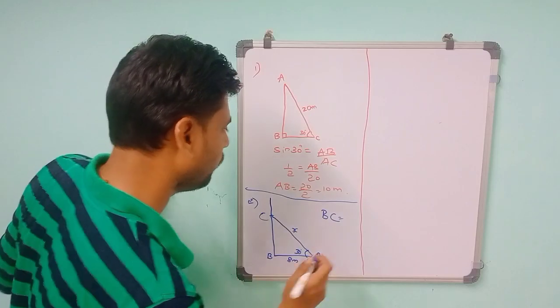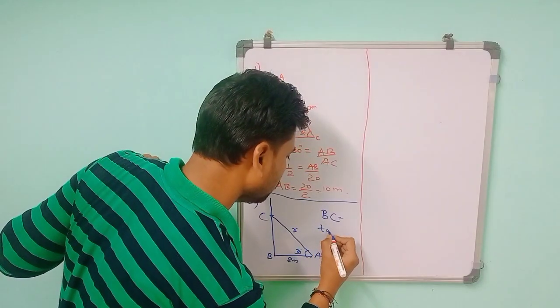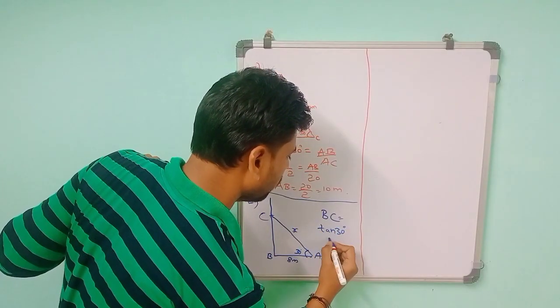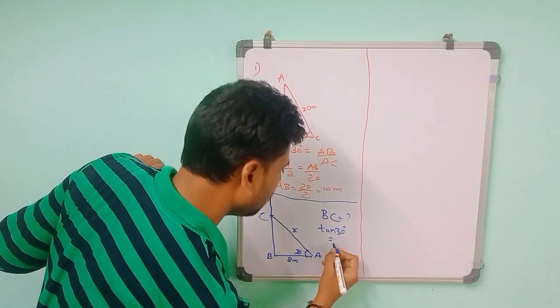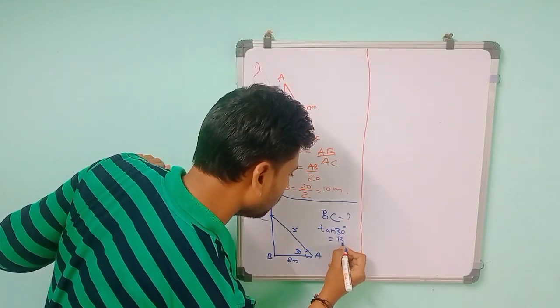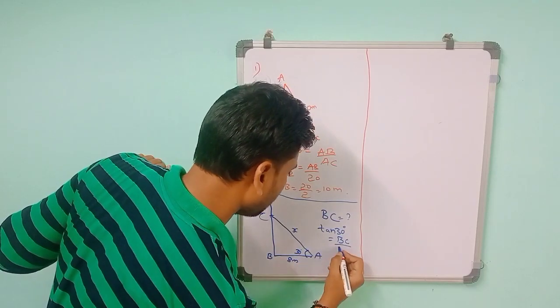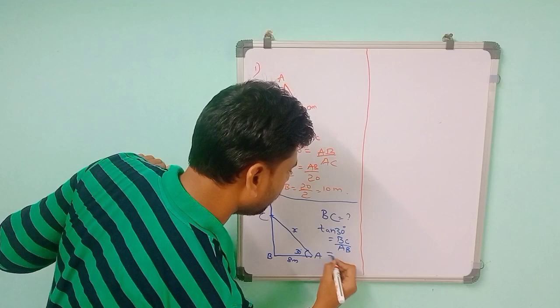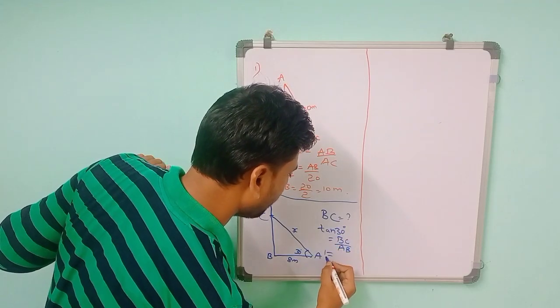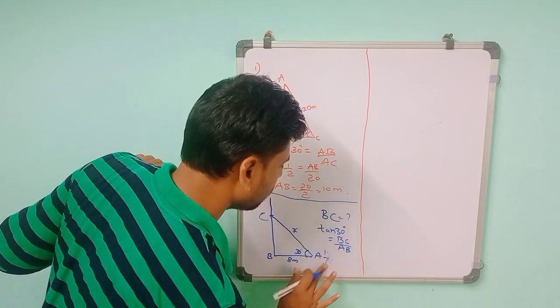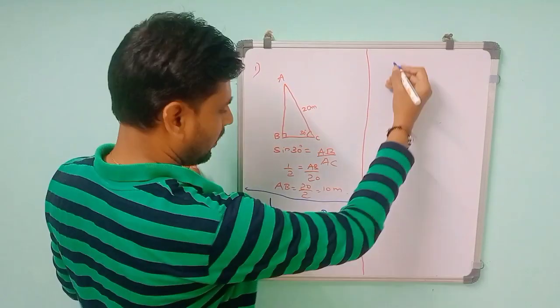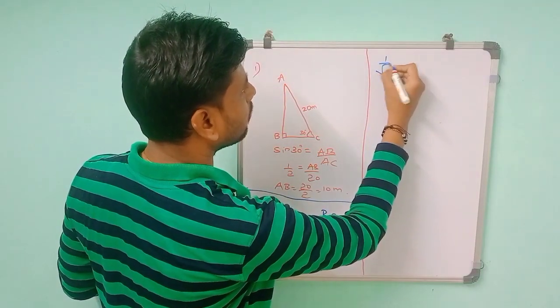So opposite by adjacent, which will get tan 30. Tan 30 means opposite is BC divided by AB. So tan 30 is 1 by root 3.